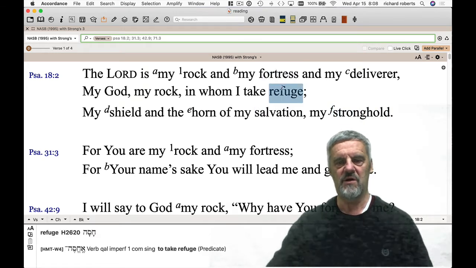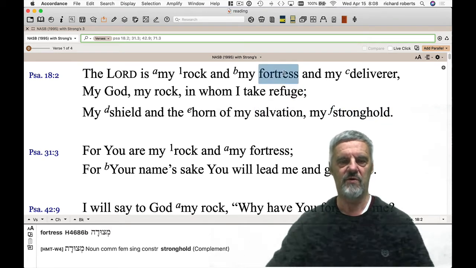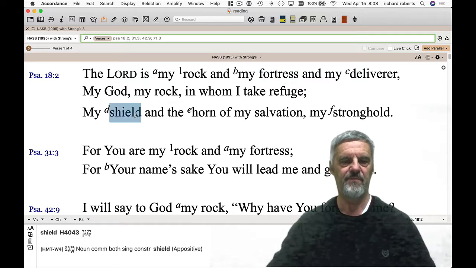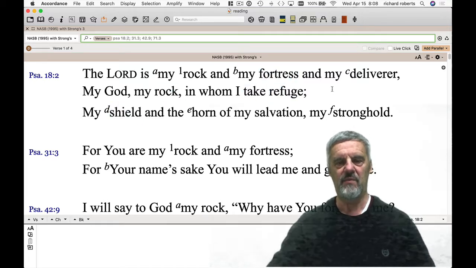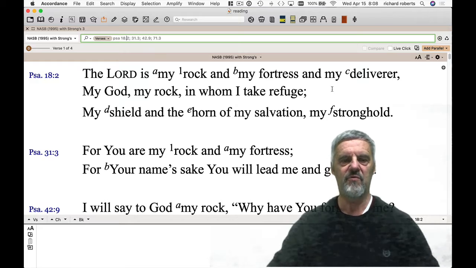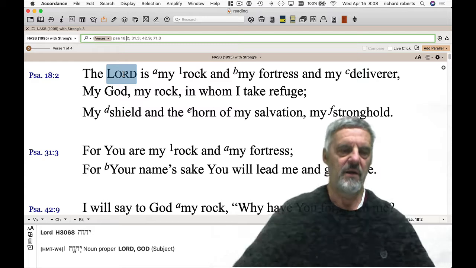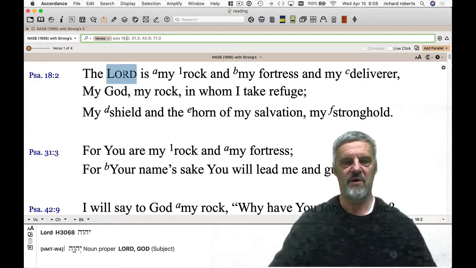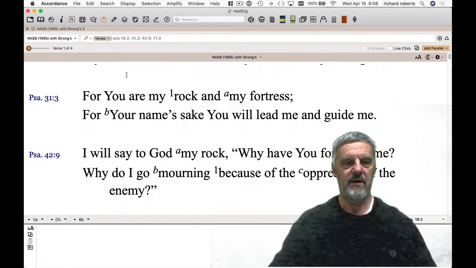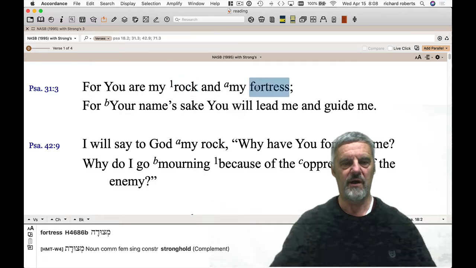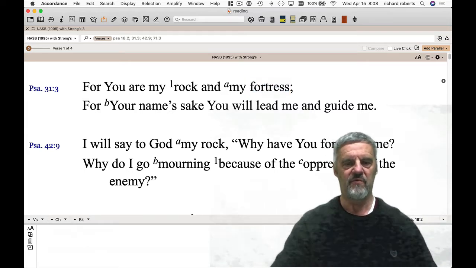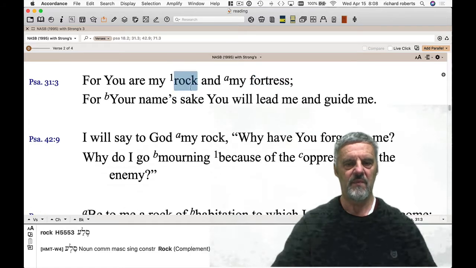We're going to look at some of these other words here. Stronghold, fortress, shield. And they all have a common element to them. They all provide protection. And when David says the Lord is my rock, it's another way of saying the Lord is my protector. Here down in 31:3, you are my rock and my fortress. Okay, a fortress, a place, well, you know what a fort is. Why was a fort built? A fort was built to provide protection against enemies.